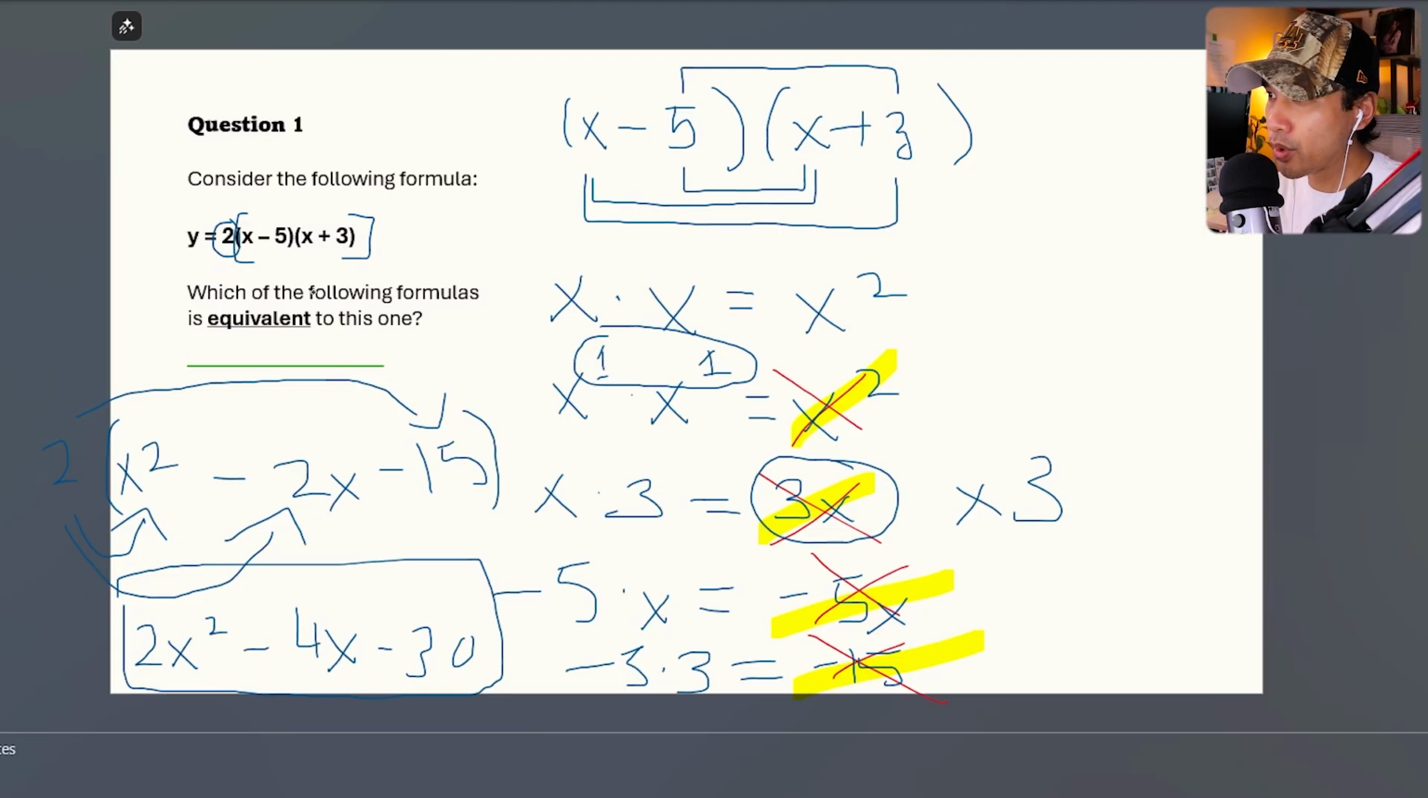So it says here, which of the following formulas is equivalent to this one? Well, I didn't put the answers down, and I do not have answers. I'm just telling you how to solve it. I'm showing you the steps on how to solve it to get the answer choice. Please let me know if you found any mistakes that I made, or if you have any other questions in the comments below. Okay, question number 2.